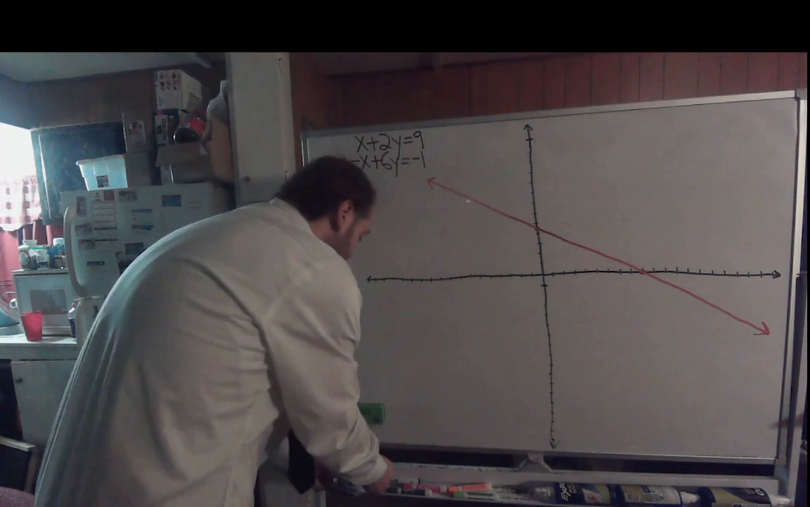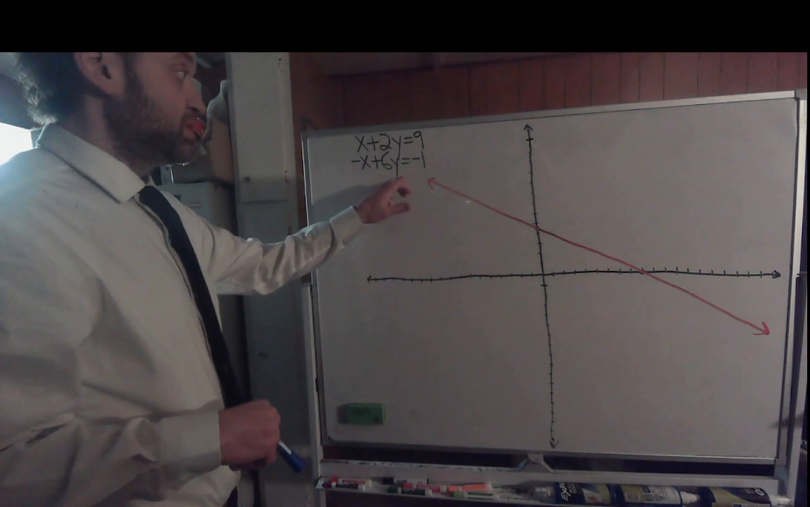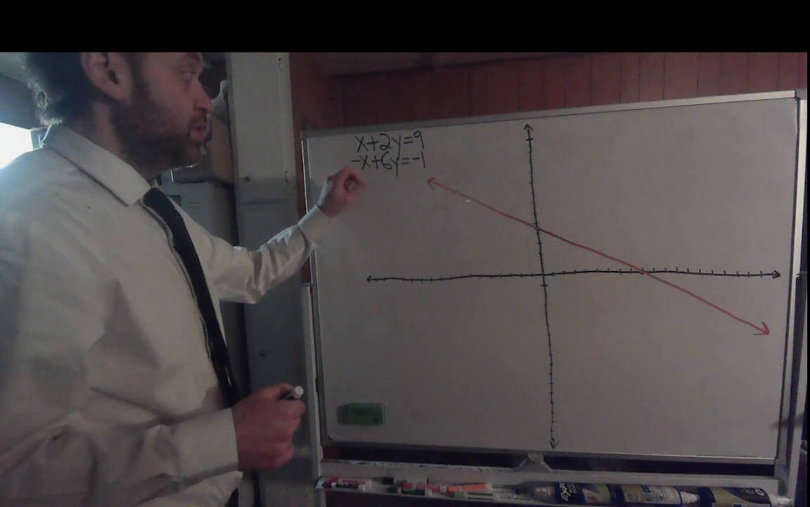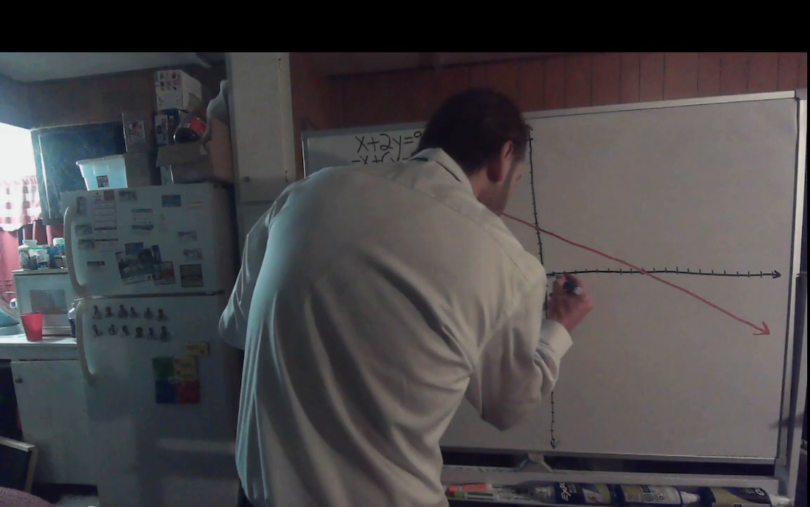Now let me get the blue ink for negative x plus 6y equals negative 1. Well, find your x-intercept, set y equal to 0. You would get negative x equals negative 1, which means x equals 1. So here's 1, 0 for your x-intercept.